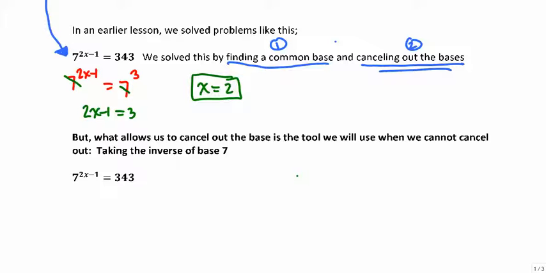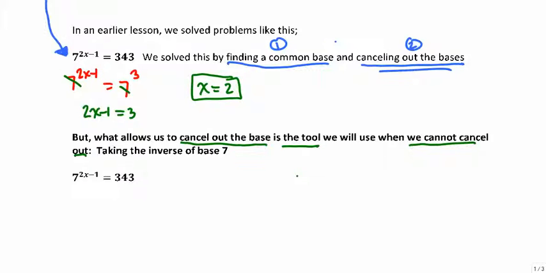We are allowed to rewrite both sides as a base 7 number. We canceled out the 7s. But what was really going on, what allows us to cancel out the bases, is the tool that we will use when we cannot cancel out the bases. So what I'm saying is the thing that allows us to get rid of those 7s is something that we're going to use when we can't get rid of those 7s. We're still going to be able to use it in a different way.